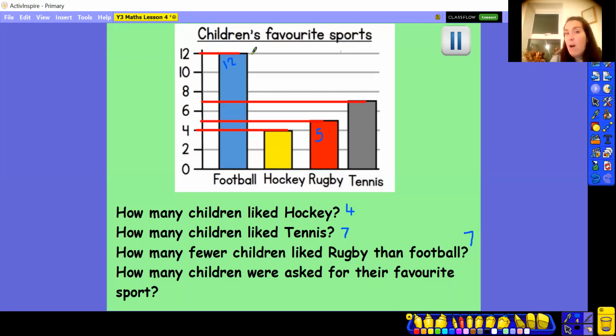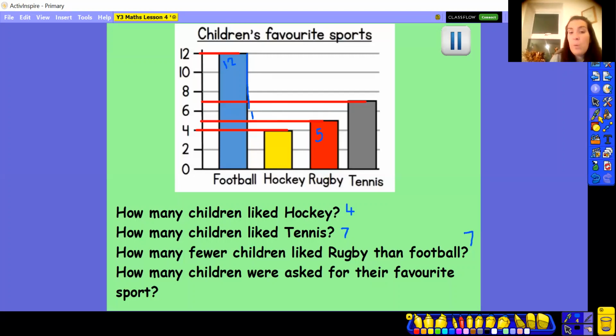And I could actually see that on this bar. Can you see? If I counted, I know this is 2, 4, 6, and then 7. And you can see the difference between the tops of the 2 bars.